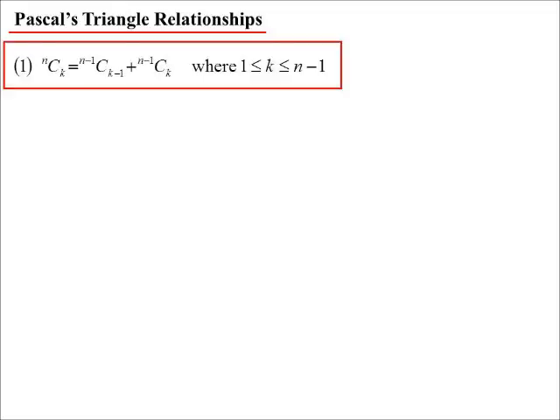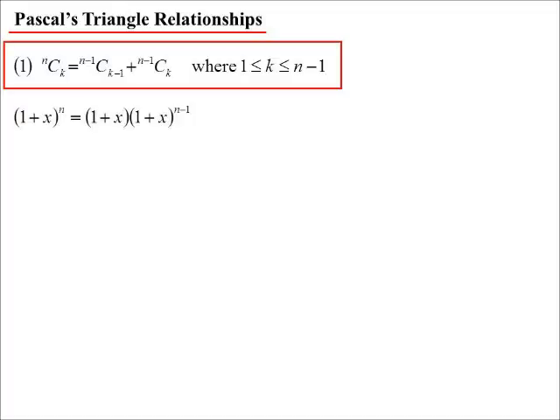Some relationships that exist in Pascal's triangle. Here's the first one. nCk is equal to (n minus 1)C(k minus 1) plus (n minus 1)Ck. That's basically the rule that allows us to create Pascal's triangle. To get any number, so if we're working on the nth row, we go to the row above, the (n minus 1)th row, and add the two numbers immediately above it. So k minus 1 and k. So that's all that's really saying.